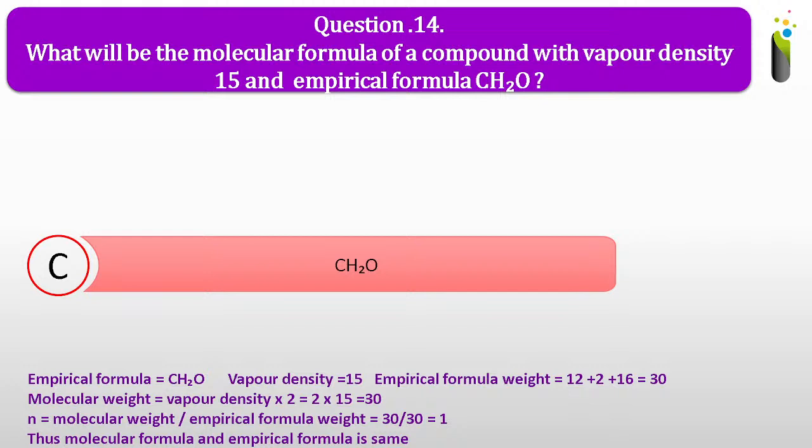Friends, remember the empirical formula given is CH2O. Vapor density given is 15. So the empirical formula weight is 12 plus 2 plus 16, that is equal to 30. Now, molecular weight is equal to vapor density into 2, so that is 2 into 15, equal to 30. Now, N is equal to molecular weight upon empirical formula weight, so it is 30 upon 30, equal to 1. Thus, molecular formula and empirical formula would be the same.